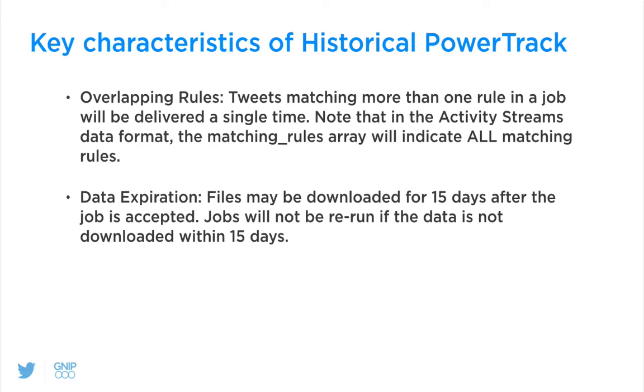Another characteristic is that tweets matching more than one rule in a job will be delivered a single time. Note that in the activity stream format, the matching rules array will indicate all matching rules. And also note that if you are using our longer form of rules, the rules that can be 2048 characters long, in those cases we will only return the matching rule tag. Another critical characteristic to keep in mind is that the data is made available for 15 days after the job is accepted, and jobs will not be rerun if the data is not downloaded within 15 days.